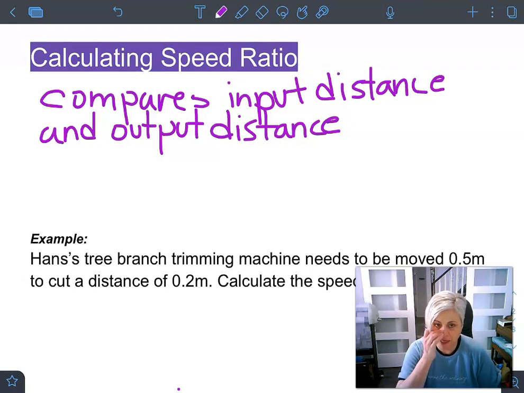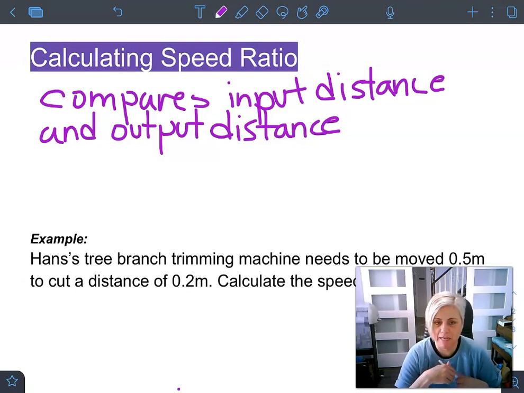Now, because friction is never really affecting distance, it's a force, we don't really even consider friction here when we're doing speed ratio, but we'll talk a bit more about that when we do an efficiency calculation. So really, if we just ignored friction altogether, the relationship between speed ratio and mechanical advantage is they should come out to the same number.